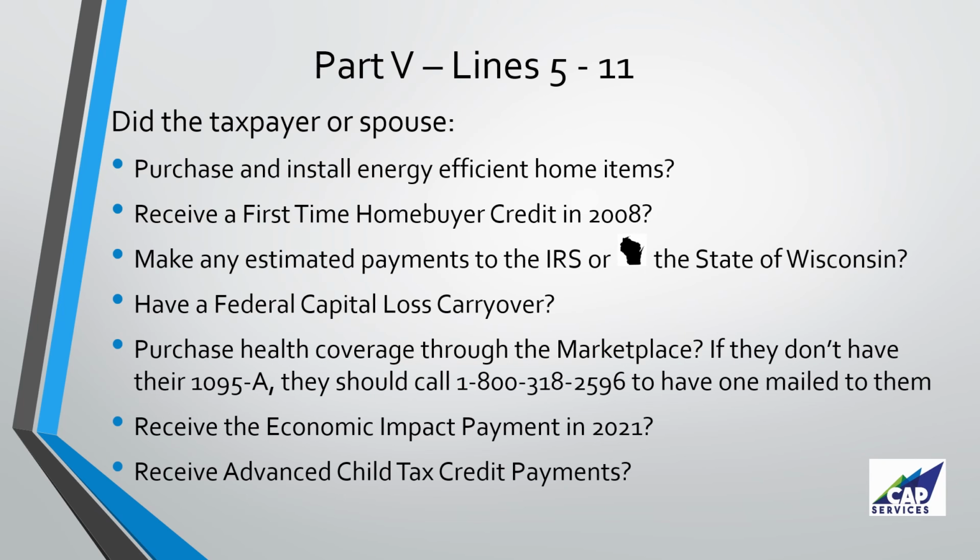Part 5, lines 5 through 11. Did the taxpayer or spouse purchase and install energy efficient home items in this tax year? Did they receive a first-time homebuyer credit in 2008? Clients will typically know if they did. If they are uncertain what we're talking about, they probably did not.